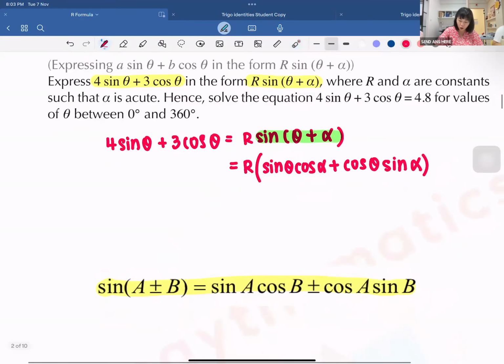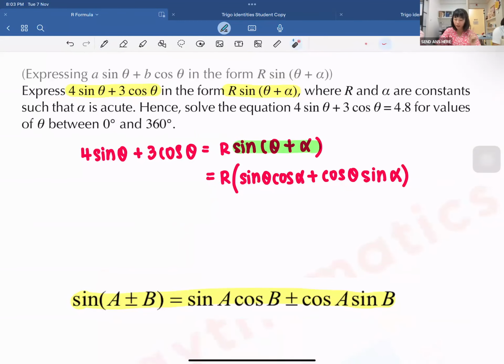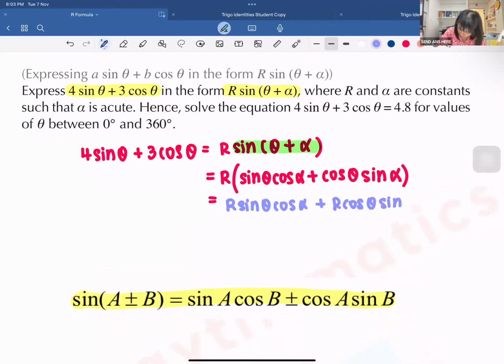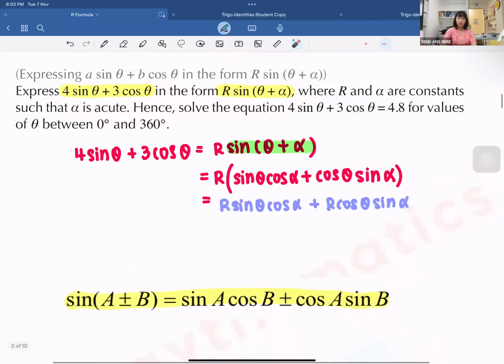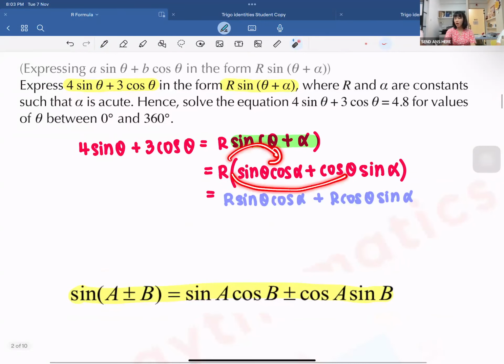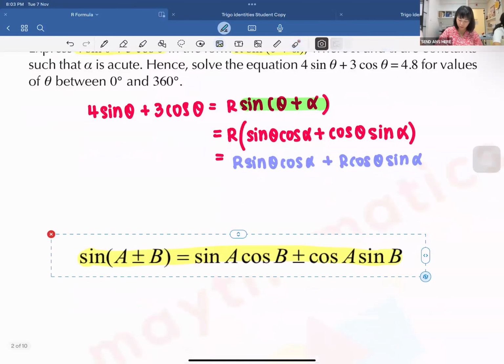Okay, guys. Now remember the R must be multiplied in here and in here. So multiply it in for me, okay? So it will become R sine theta cosine alpha plus R cosine theta sine alpha, okay? Understand what I'm doing? You can write times R in, times R in. Can follow? Okay, then I'm going to move on to the next part.